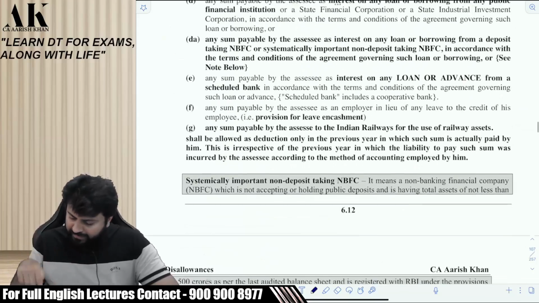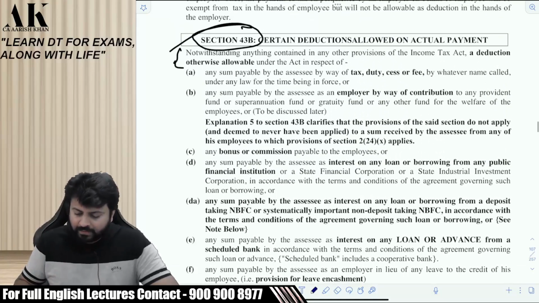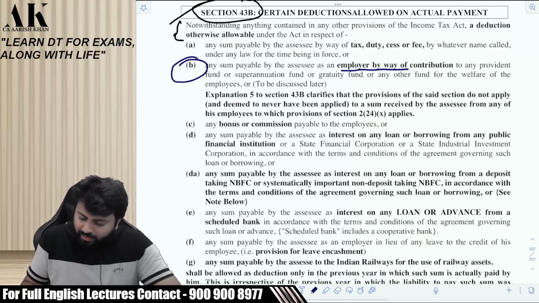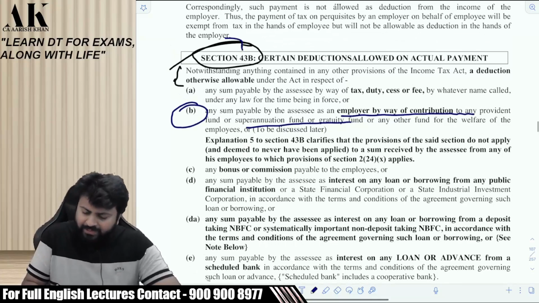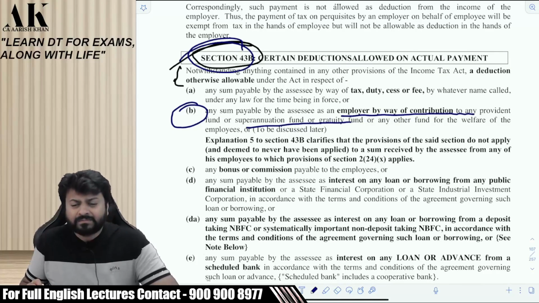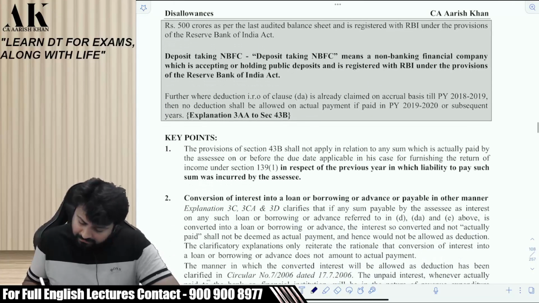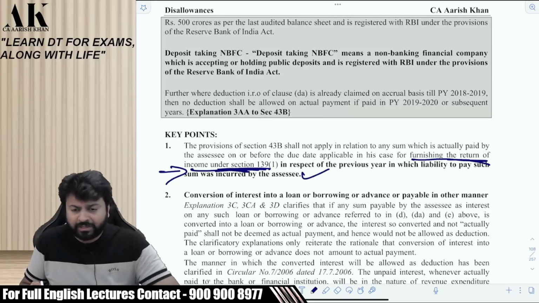You can come to this page, page number 6.12, or you can see from the board if you don't want to open your books. 43B. Can you see this? Point number B, employer contribution by way of provident fund, superannuation fund, gratuity fund, is covered in 43B. Is it clear? Now that has to be paid by when? Check here. Due date of filing of return. By when does it have to be paid? Till the due date of filing of return. Is it clear?